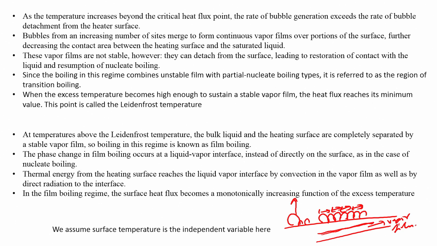And so, naturally, the heat now has to be transferred through this vapor layer. The heat from the surface goes to this vapor, and from the vapor it goes to the liquid. These vapor films, however, are not stable; they can detach from the surface and lead to restoration of the liquid and the resumption of nucleate boiling. Fresh liquid can come and wet the surface, so you get a reinitiation of nucleate boiling. Because it involves this kind of unstable film and partial nucleate boiling, this is called transition boiling. Beyond the critical heat flux, from C to D, this is called the transition boiling.